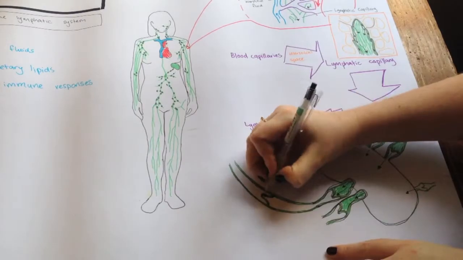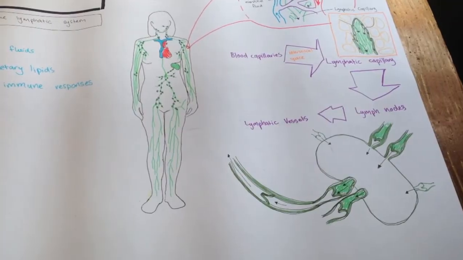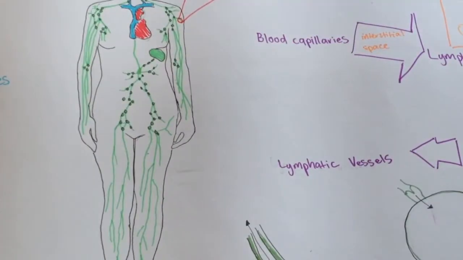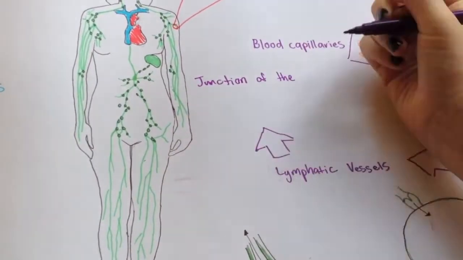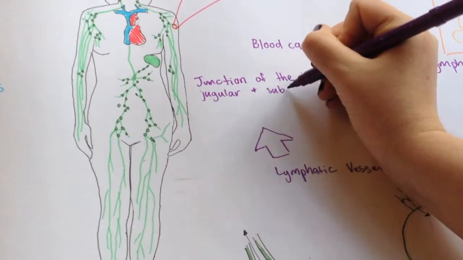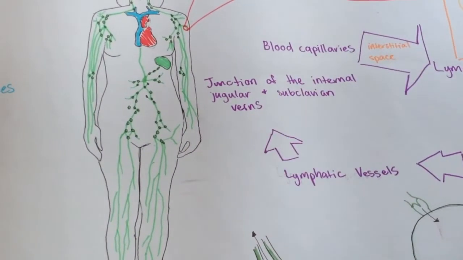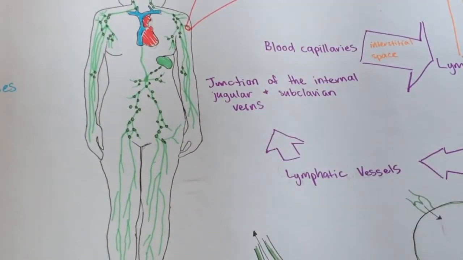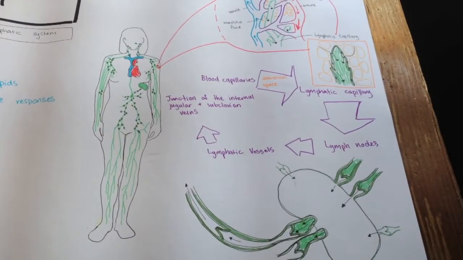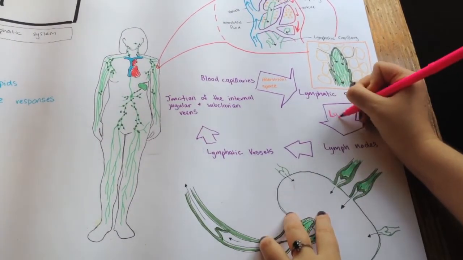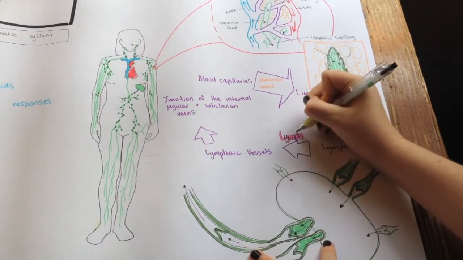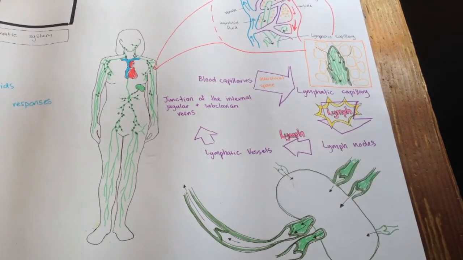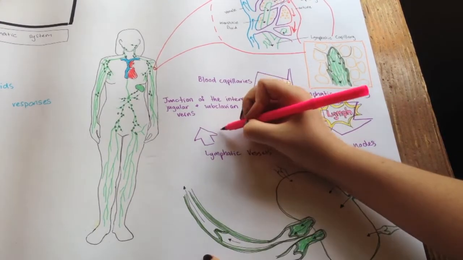From a node, the lymph passes through lymphatic vessels until it eventually gets to the junction of the internal jugular and subclavian veins. From here, the lymph returns to the blood and enters the heart through the vena cava. Okay, so let's zoom out and talk about lymph. Interstitial fluid becomes lymph when it enters the lymphatic capillary. It continues to be lymph right up until the junction of the internal jugular and subclavian veins. Here, it returns to blood.